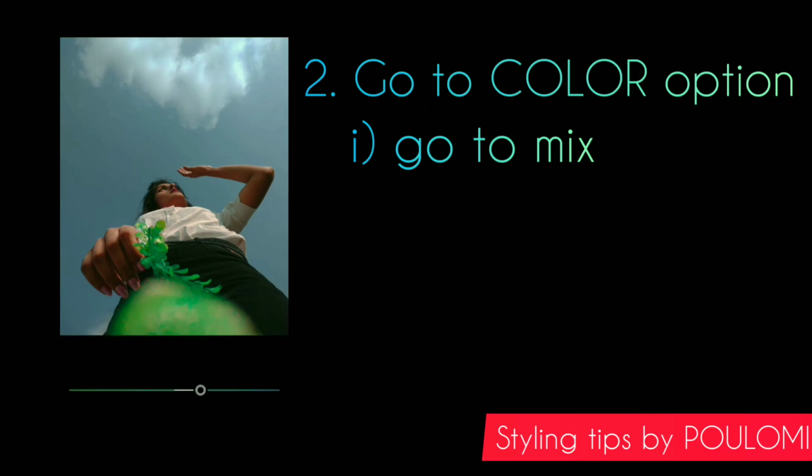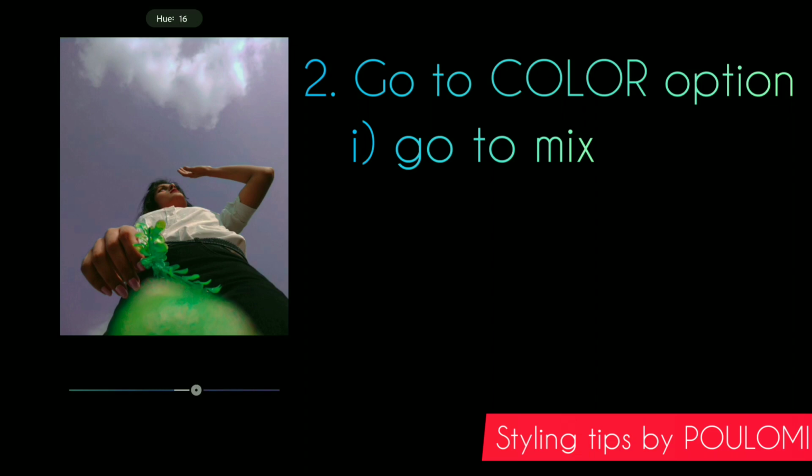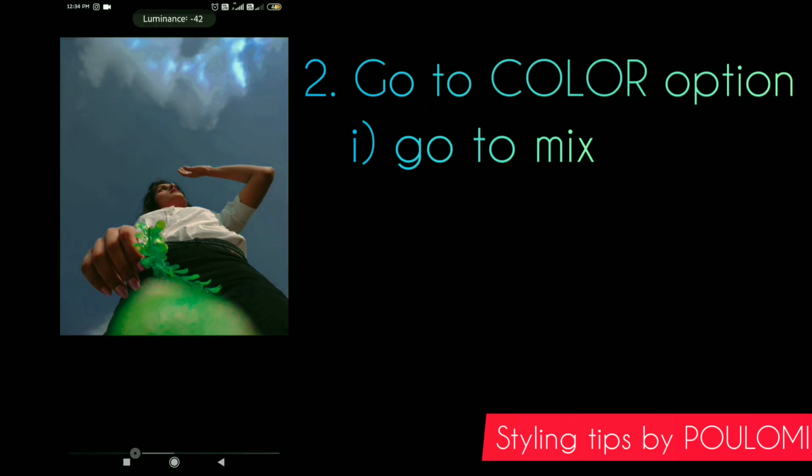So after the red, yellow and green comes the blue, which is the fun part. You can be very creative, you can make the sky bluish, reddish or purplish, by adjusting the hue, saturation and luminance.